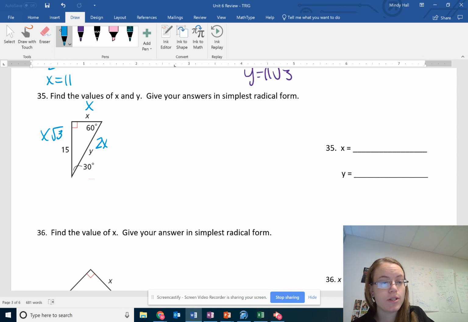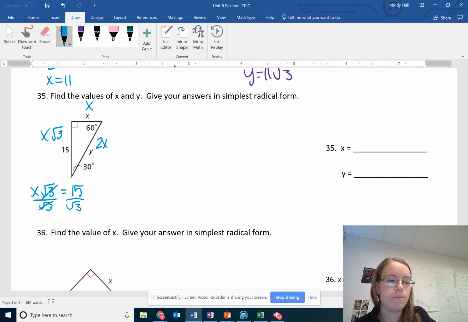But if we did use it, you would take your rule and set it equal to the value. So x square root of 3 equals 15. Then we would have to divide by the square root of 3. So x would be, after we rationalize it, and that's where it gets tricky, 15 square root 3 over square root of 9, which is 3, and 15 over 3 is 5 square root 3, like that.